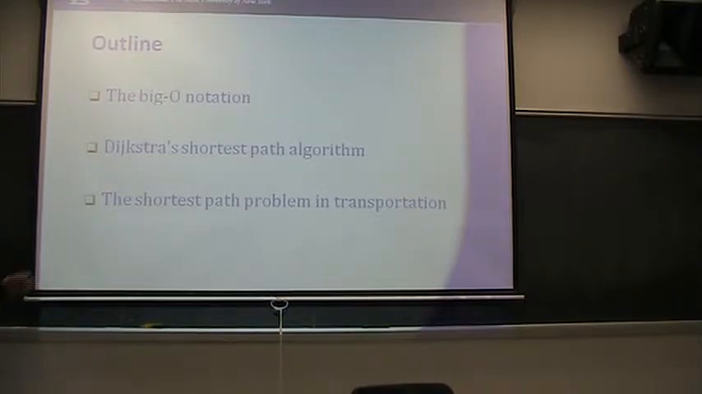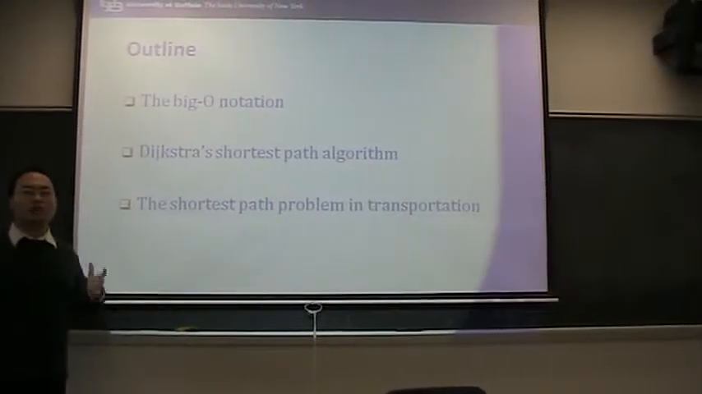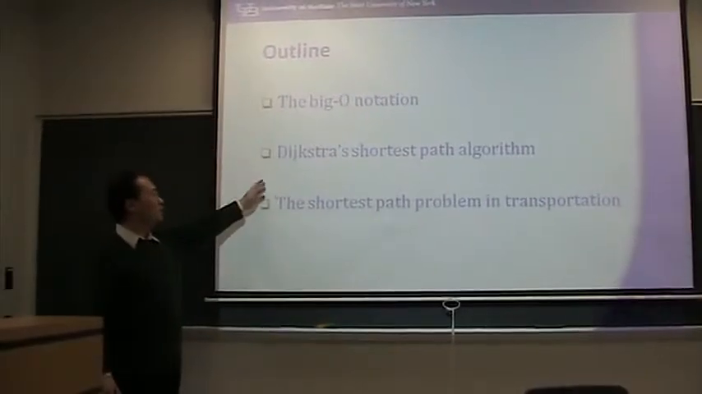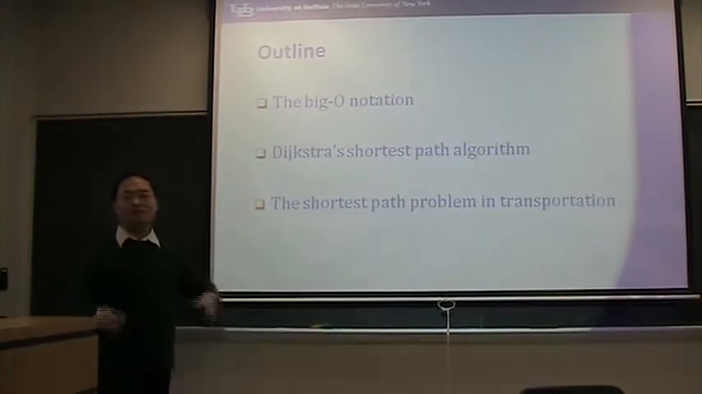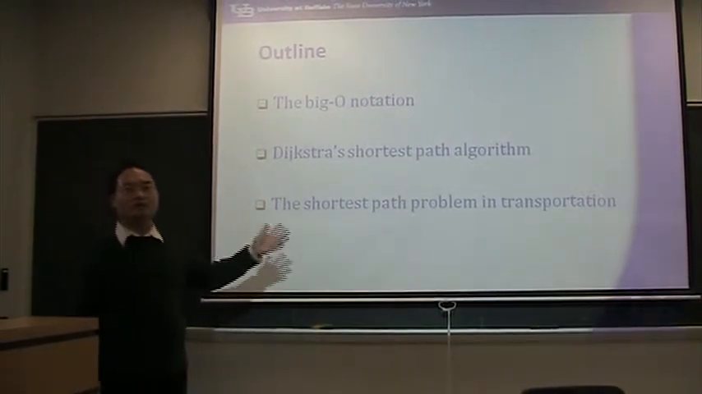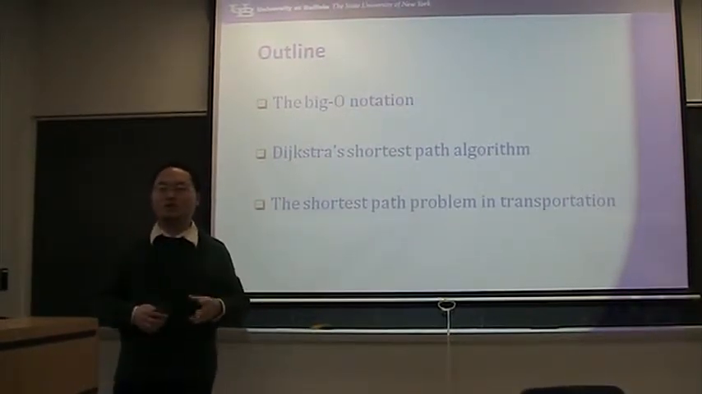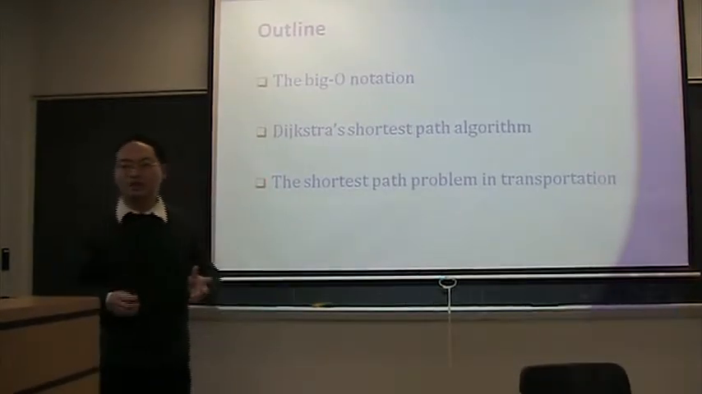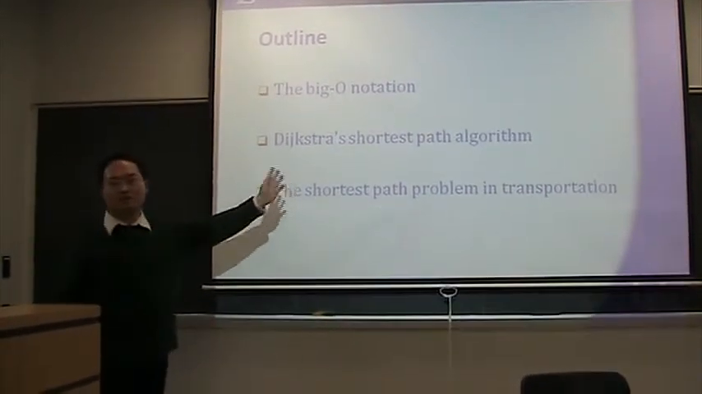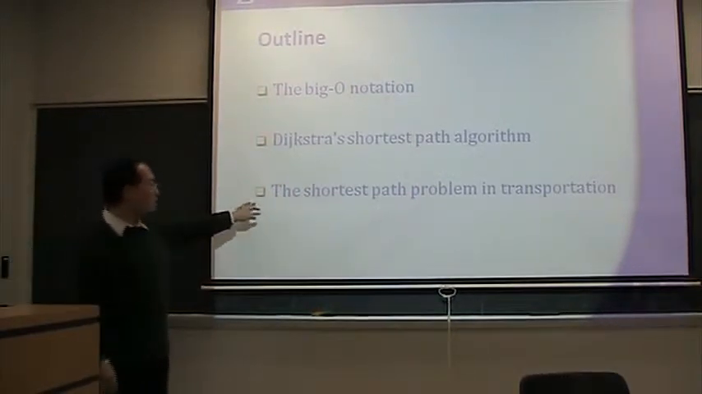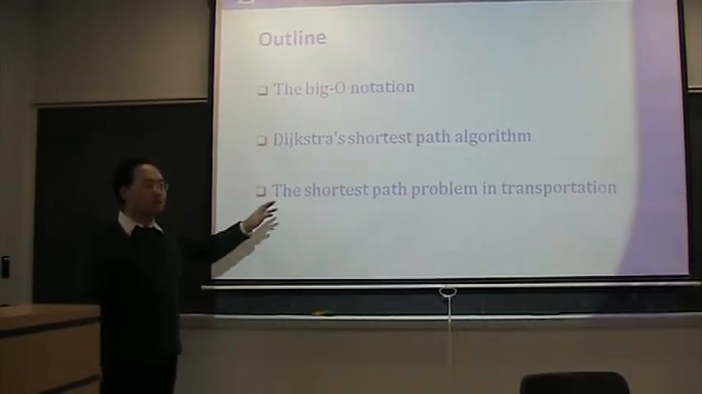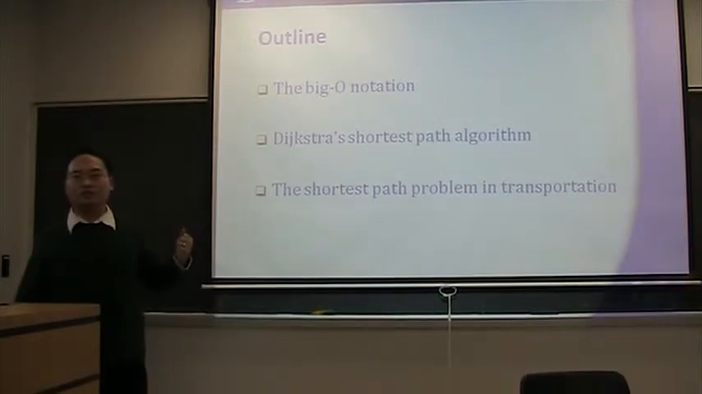Today's outline consists of three things. The big O notation, which is a tool to analyze the time complexity or efficiency of the shortest path algorithms, and Dijkstra's shortest path algorithm. I think most of you may have already learned this algorithm 3 or 4 times when you were learning classes like optimization, data structure, or traffic assignment. But I promise you, this lecture will be different. The third thing is about the shortest path problem in transportation.